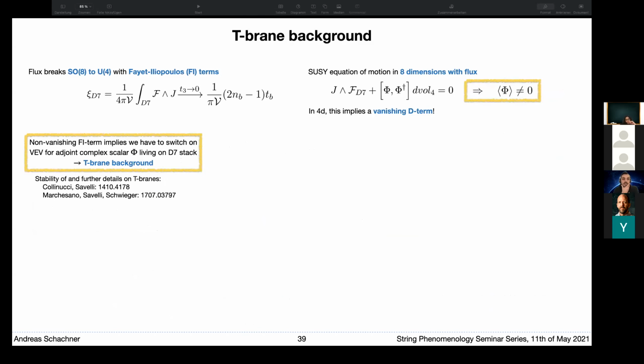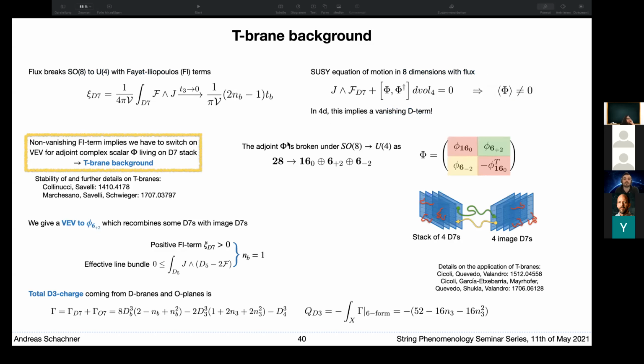Now the flux on the D7 breaks the SO(8) gauge group down to U(4), which means that there will also be an induced Fayet-Iliopoulos term. And this FI term is in fact non-vanishing for integral flux choices N_B. And this non-vanishing FI term implies that we also have to switch on a VEV for the adjoint scalar living on the D7 stack, which leads to a T-brane background. And this can be seen directly, for example, from the 8-dimensional equations of motion, which imply for non-vanishing flux that you need to have some non-vanishing VEV. And this in 4 dimensions leads to a vanishing D-term.